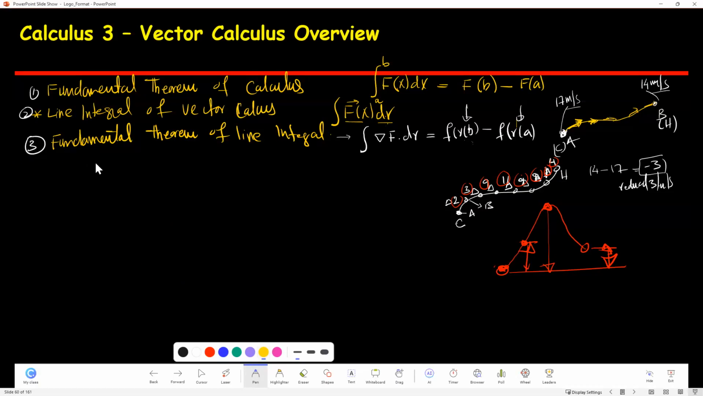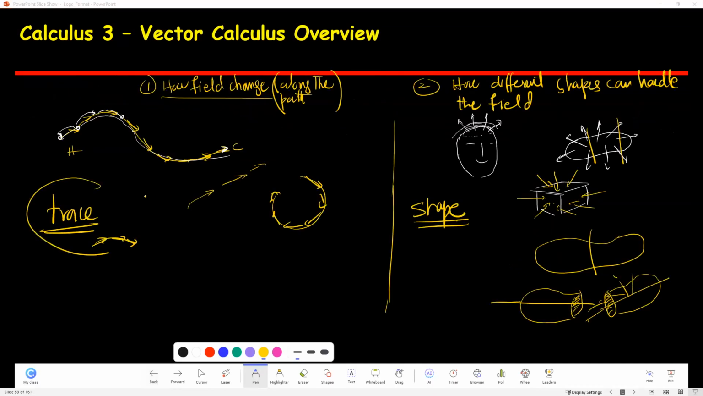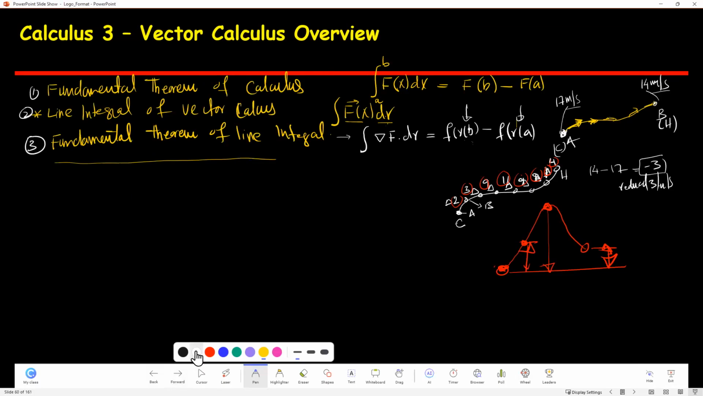Okay, this part is done. The trace part is done. I'm going to go to the shape part. When I'm interested in different objects in the shape part, I have 3 theorems. One is 2D shape and 3D shape. So this is trace, and here is shape. In shape, I have 2D shapes and then 3D shapes.